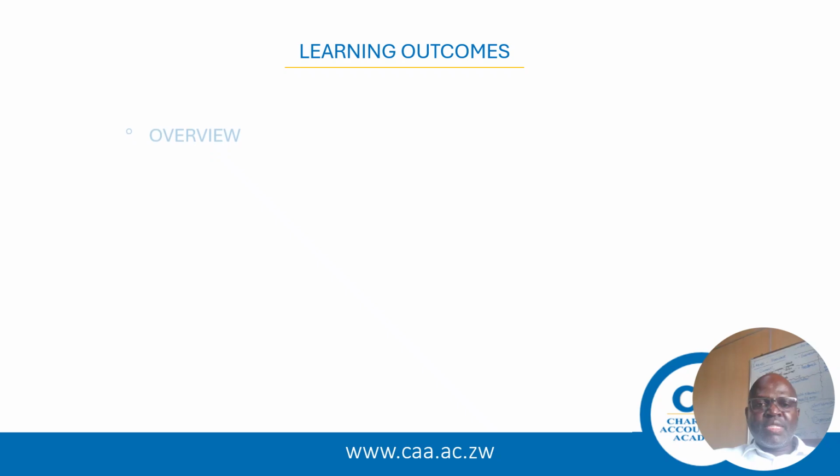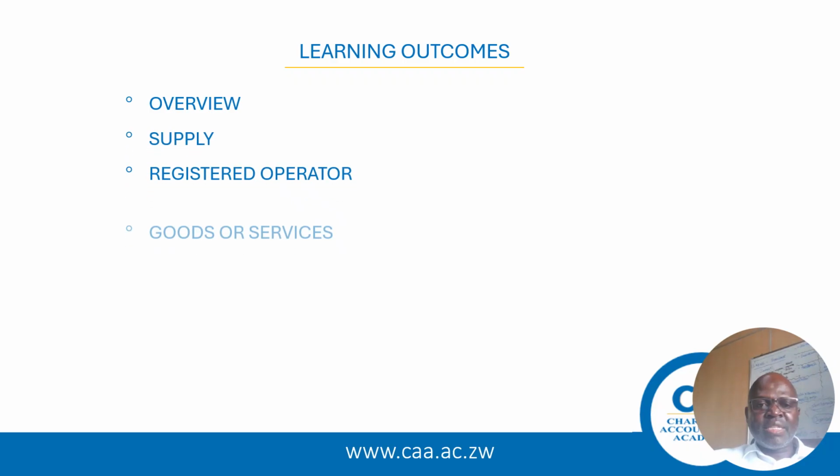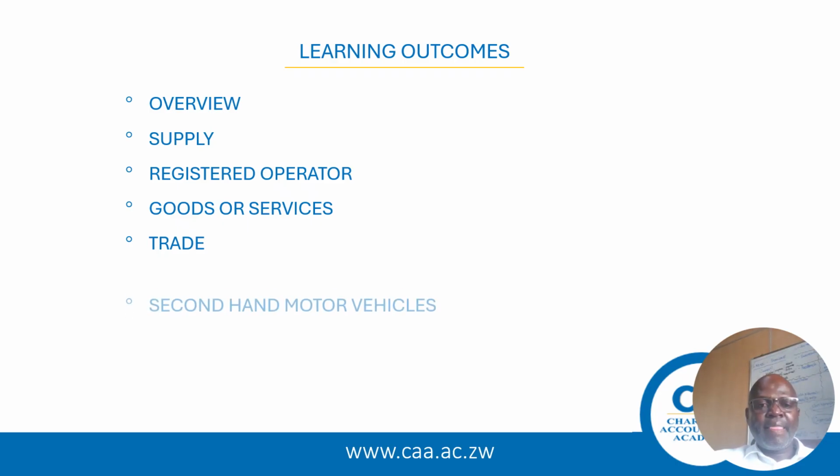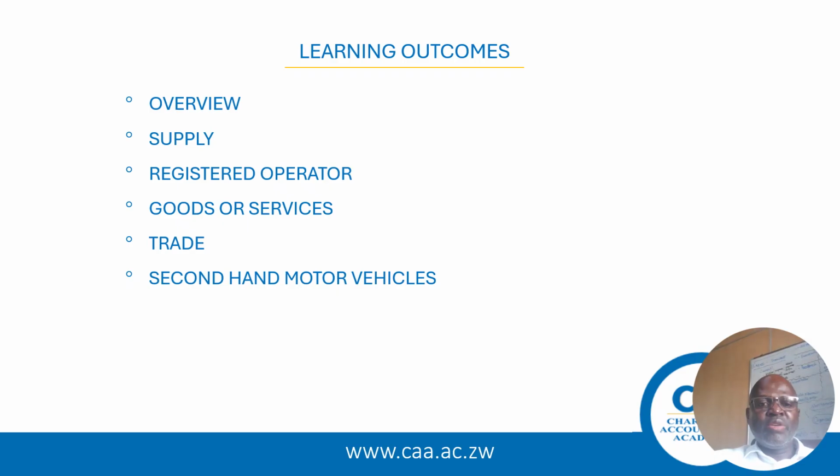Now, the learning outcomes of this session have to do with an overview of when VAT arises, particularly to do with the supply by a registered operator of goods or services for the purpose or in furtherance of trade. That's the particular section 6.1a that we want to deal with. So we'll have to deal with these things in their component elements: supply, registered operator, goods or services, trade, except of course the supply of secondhand motor vehicles.